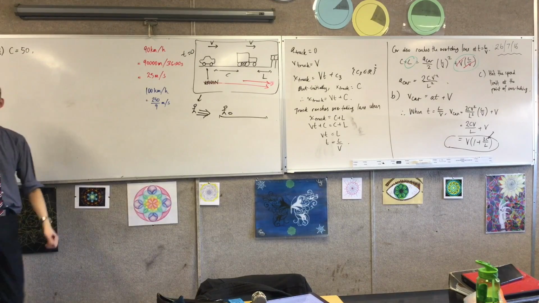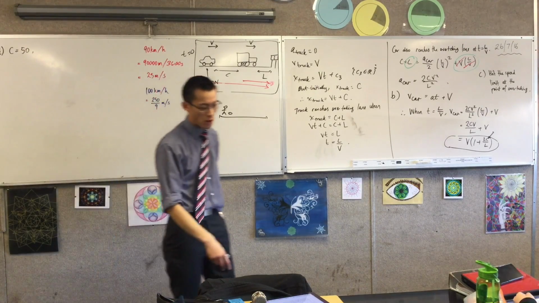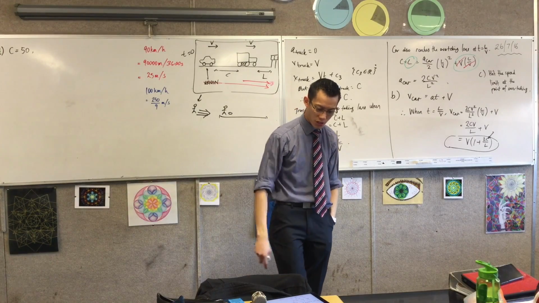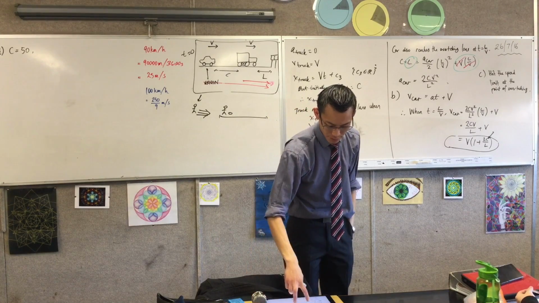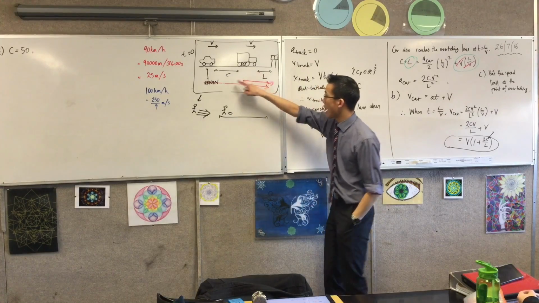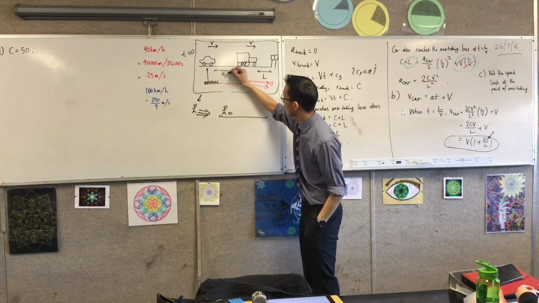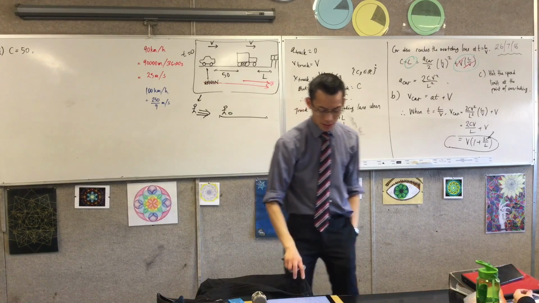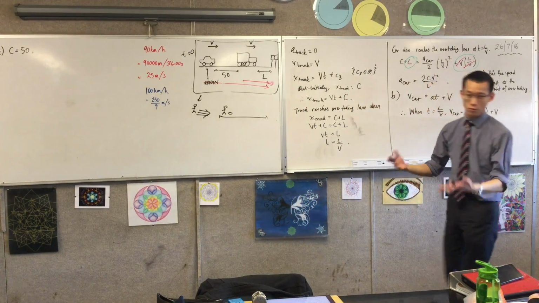Okay, now we're ready to do the final part of the question. Part D, read it with me. There's quite a bit to read. The speed limit's 100 k's an hour. Truck's traveling at 90 k's an hour. And this distance here, this gap, is 50 meters. How far before the overtaking lane should the car begin to accelerate to do what we wanted?